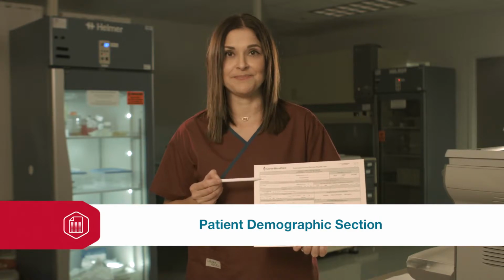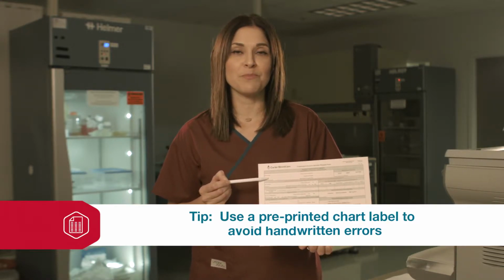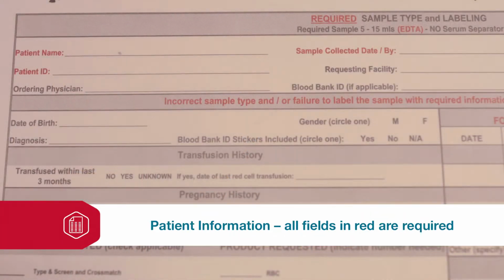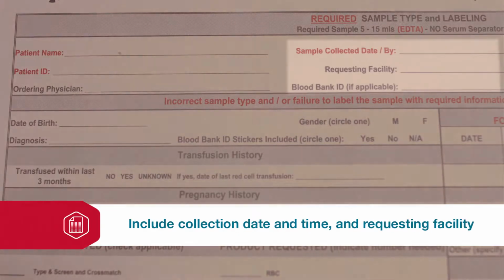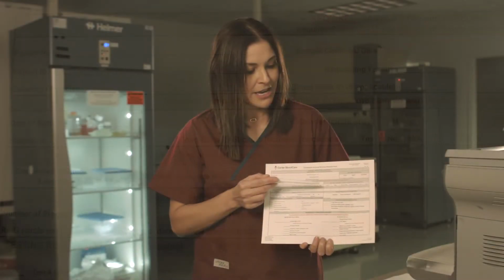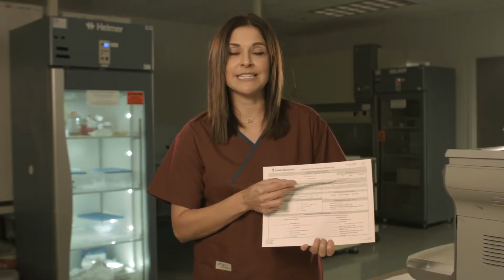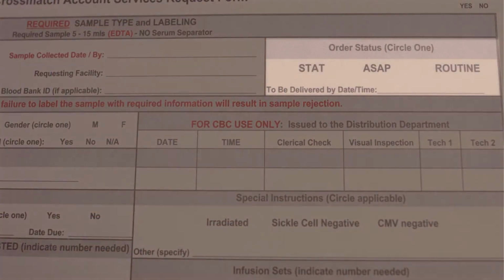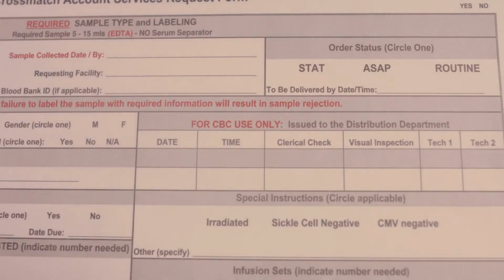So the first section that we're going to go over is the patient demographics section. A quick tip here is that you can use a pre-printed chart label that includes the majority of this information. This helps you to prevent errors when handwriting information. Please make sure that you include the collection date and time and also the requesting facility. If we go across to the next section, you need to indicate the order priority status. If you need the stat, routine, or ASAP. Also, if you're indicating ASAP or routine, please indicate a date and time that you would like the products delivered.